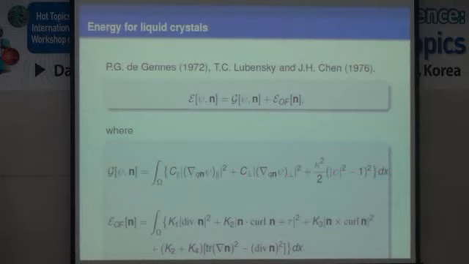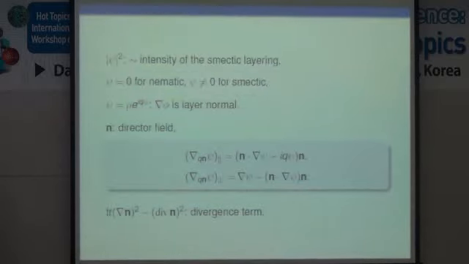Okay, and for the nematic part, I just use the usual Oseen-Frank energy. Now, what's the meaning of psi squared? This is a kind of intensity of smectic layering. And n corresponds to the director field of the smectic. Later I will talk about the parallel part of the gradient, nabla_{Qn} psi, and the perpendicular part.